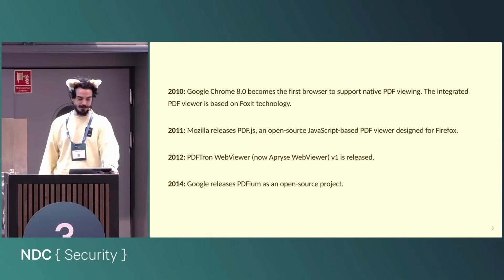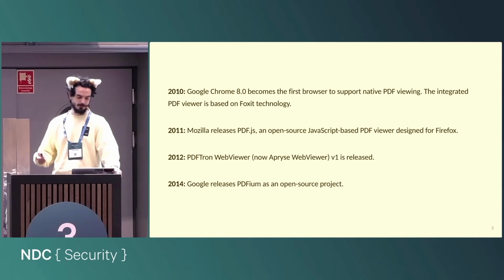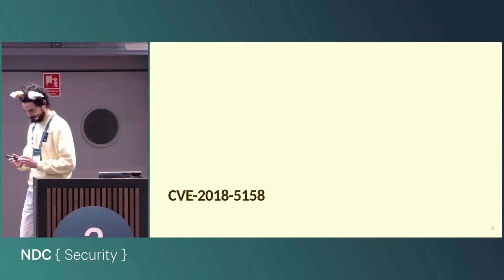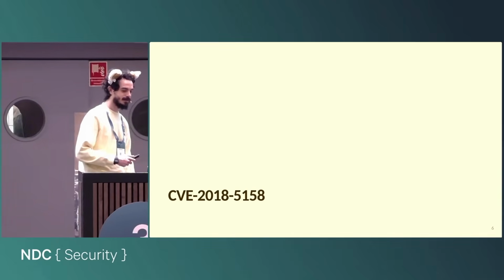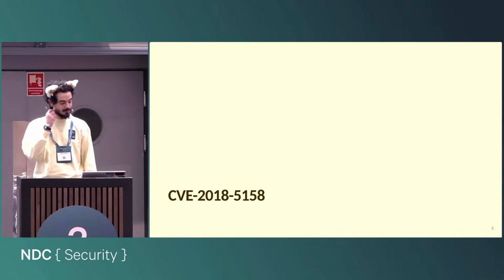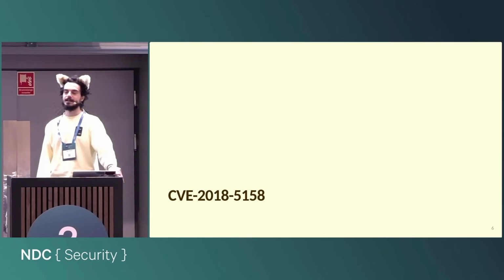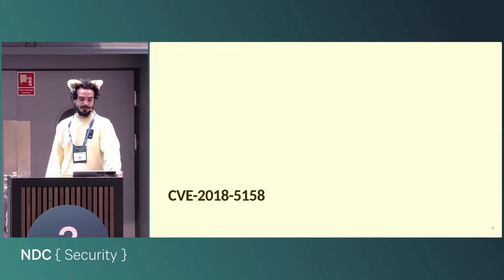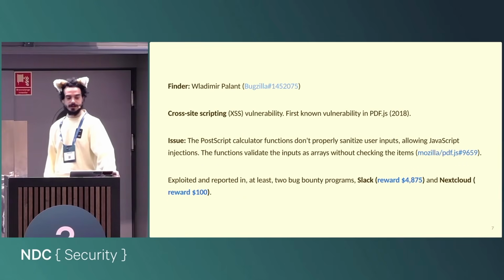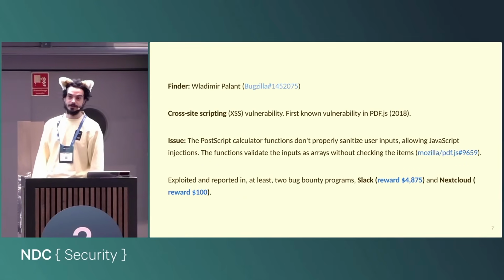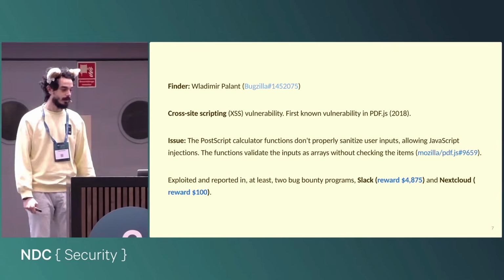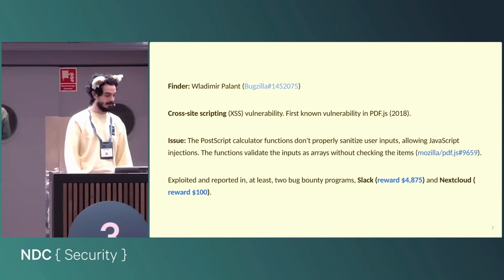In 2014, PDF.js is released open source, and this is a quick overview on the history of PDF file. So let's start with the first CVE that is not new. It is 6 years old, or maybe more, and it is the CVE 2008-5158. It is a cross-site scripting vulnerability in PDF.js. This is the first vulnerability found in this library.